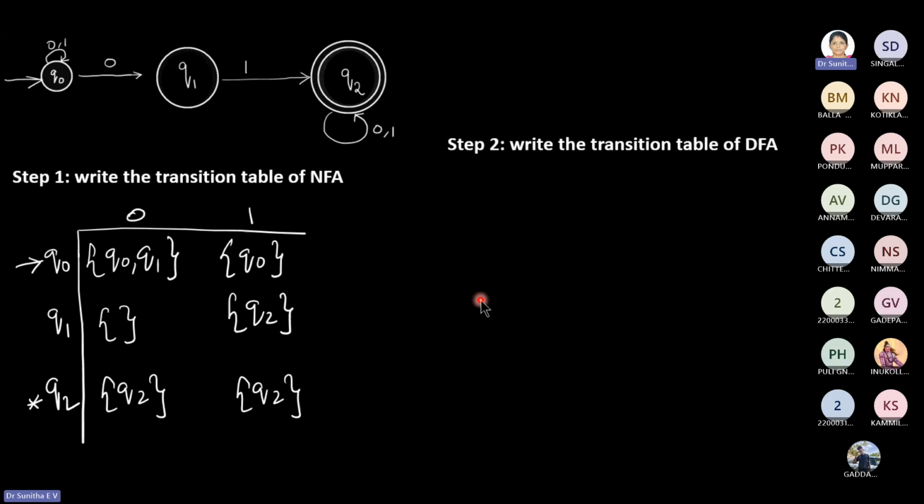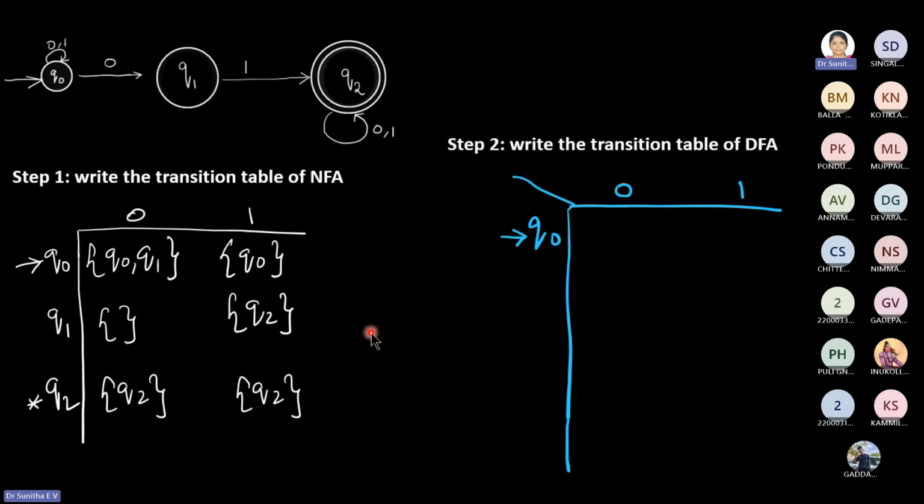You should be very careful in this step. First we draw the table and mark the columns, that is, for each input symbol, columns 0 and 1 are the inputs. Then start with the initial state. Q0 is our initial state, so we start with it and check the transitions for Q0 on 0 and on 1. From the transition table of the NFA, for Q0 on 0 there are two possible transitions: one to Q0 itself or one to Q1. As we know, in a DFA we cannot have two transitions for the same symbol. Two transitions are not allowed in a DFA.